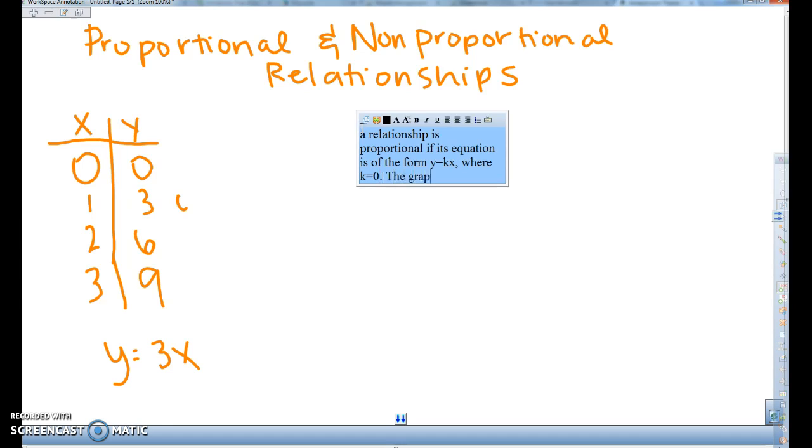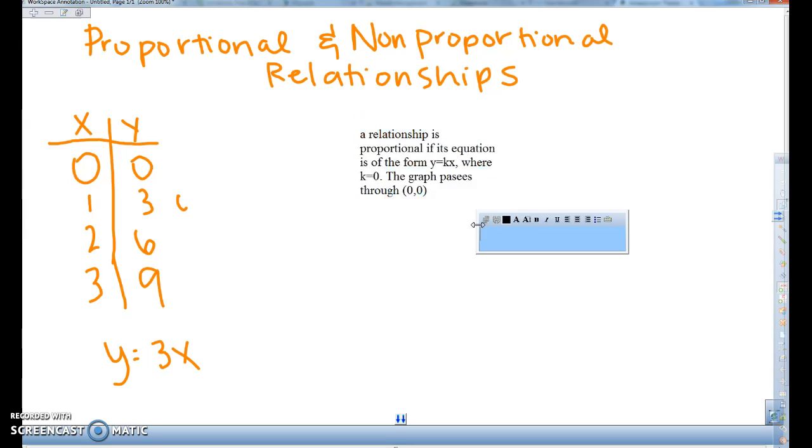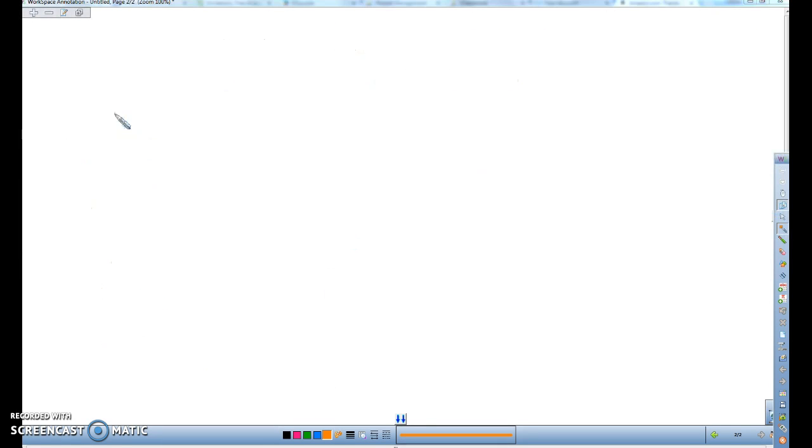The graph of this passes through the origin, or 0, 0. And because I can't type is not equal to, go ahead and make sure you know that k cannot be equal to 0. So cross through that equal sign. Bam. So let's look at some examples of identifying if a relationship is proportional or not.